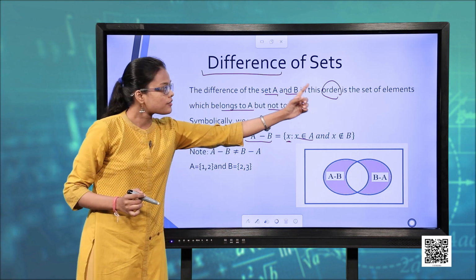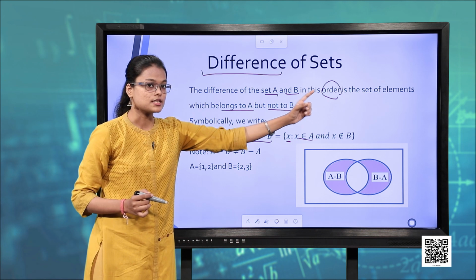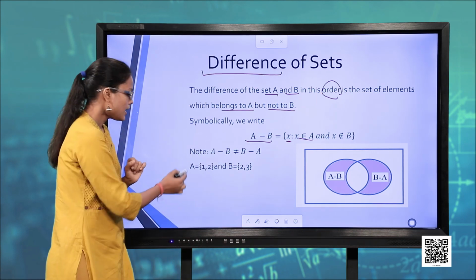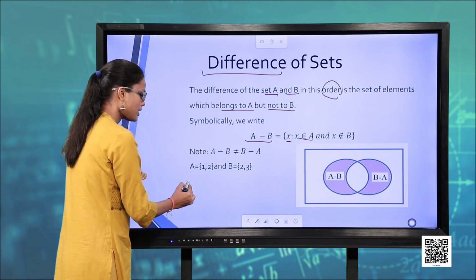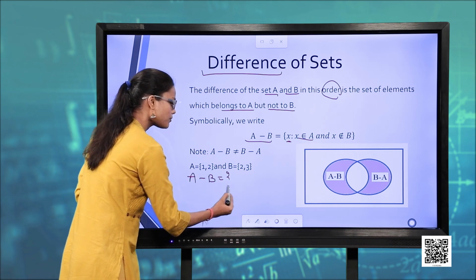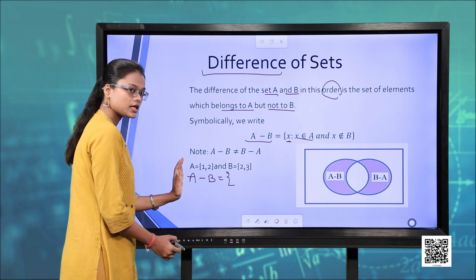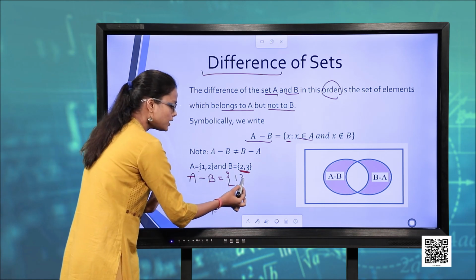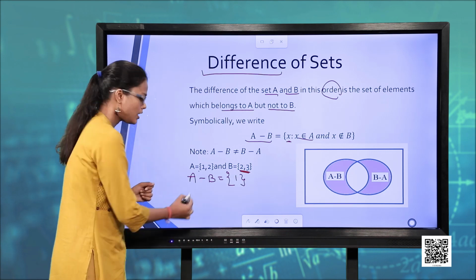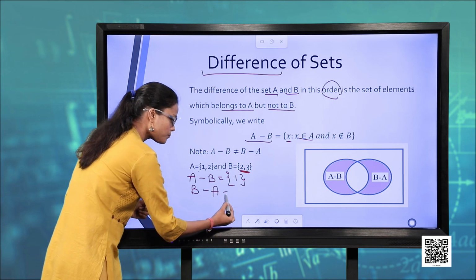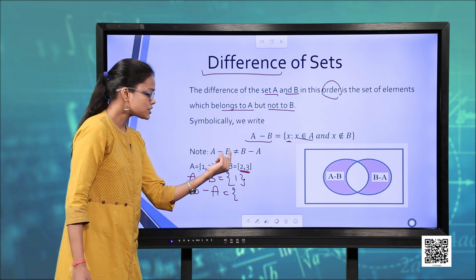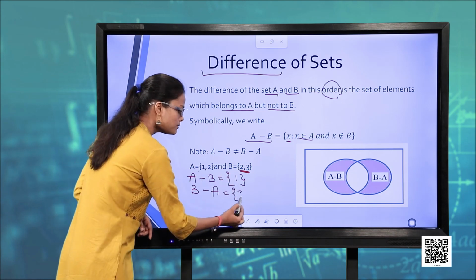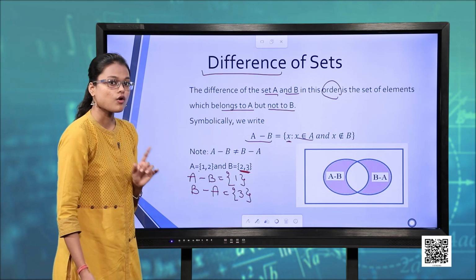Now, why have I said order? First, let us take an example and then observe why this order is important. A and B, we have taken two sets. If I say find A minus B, what will be the answer? I have to eliminate all those members of B which are coming in A. So, the answer will be 1. Okay. Now, if I take B minus A, I have to take all those elements which are in B but not in A. So, here the answer becomes 3, a singleton set which consists of the element 3.